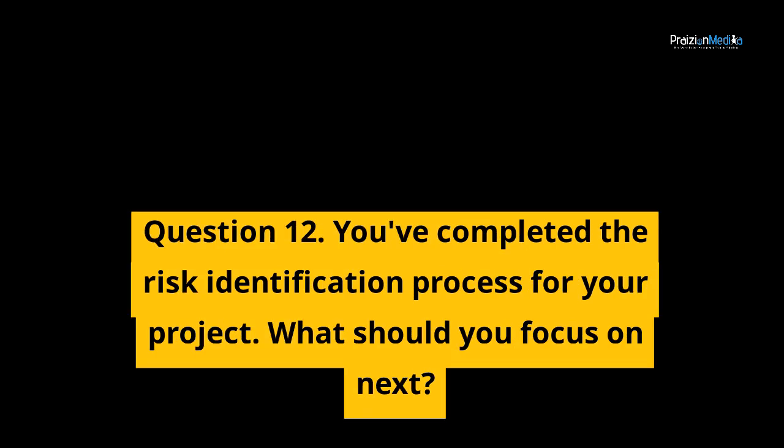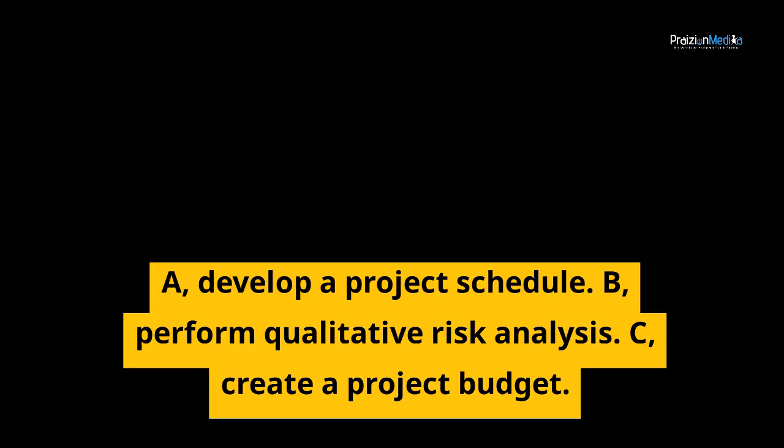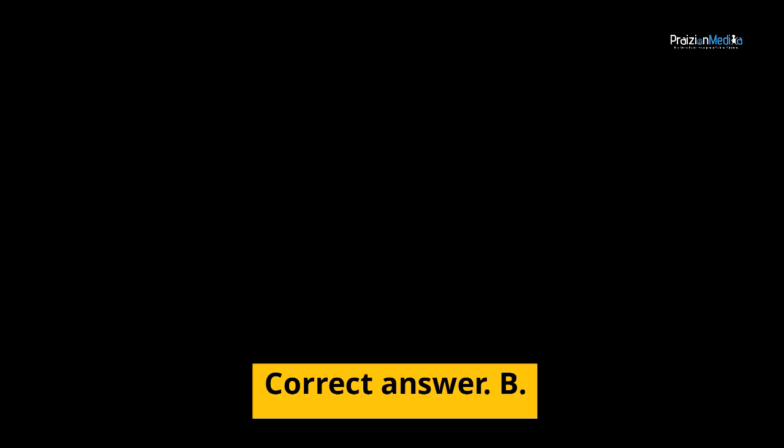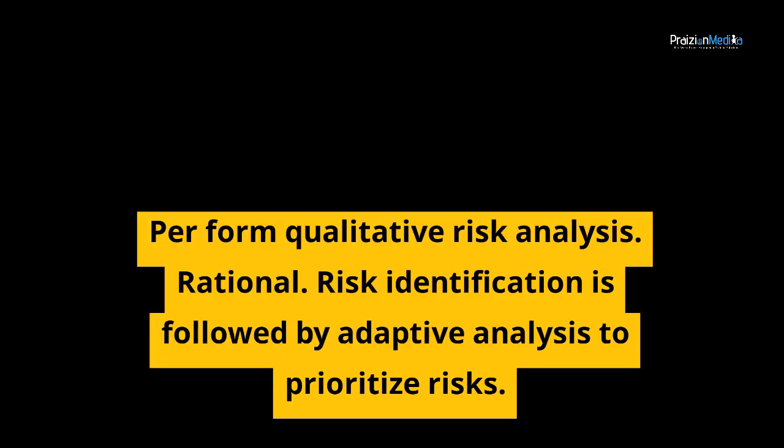Question 12. You've completed the risk identification process for your project. What should you focus on next? A. Develop a project schedule. B. Perform qualitative risk analysis. C. Create a project budget. Correct answer, B. Perform qualitative risk analysis. Rationale. Risk identification is followed by qualitative analysis to prioritize risks.